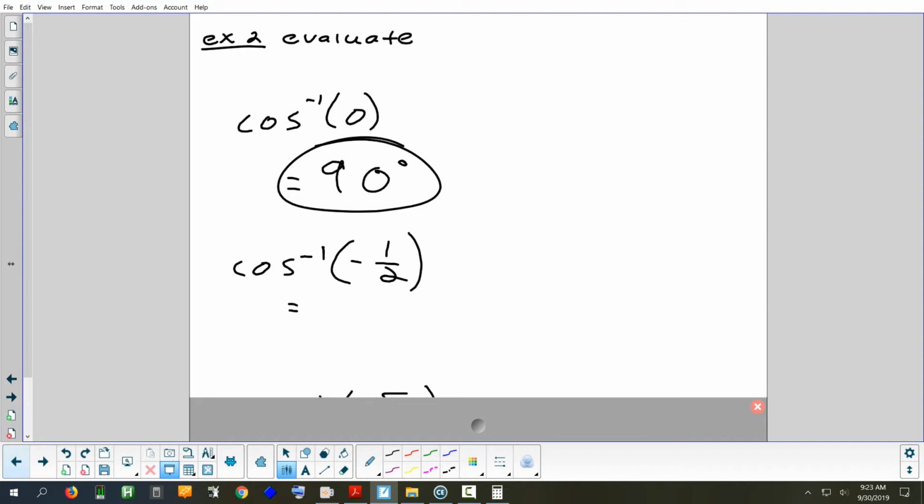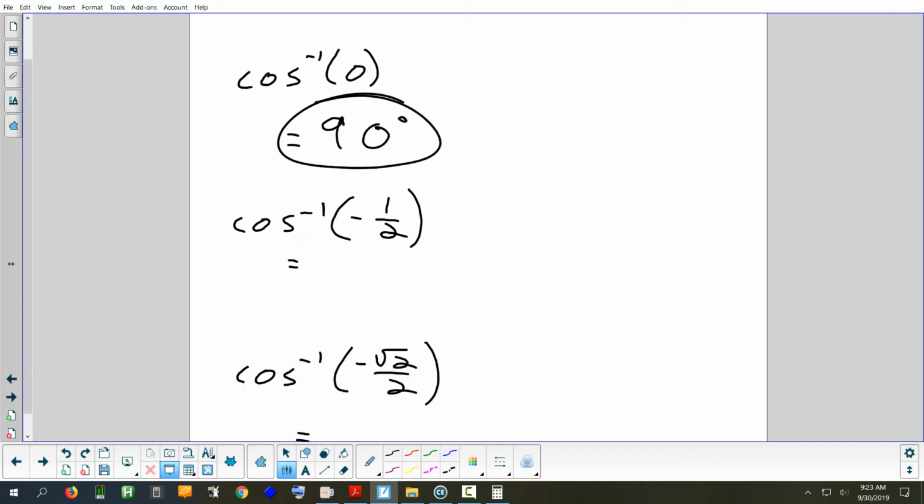Okay, let's try, take a second, try those 2, and then that'll finish up inverse cosine. And then we'll try 1 or 2 with inverse tangent. And that'll be it for using this table.